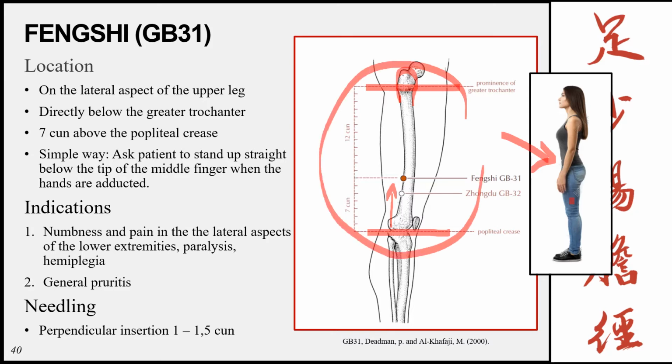And then general pruritus. Can anyone remember what pruritus is? This is itchiness of the skin. And this is a frequently used point, and the insertion is deeper than most other points. The insertion is perpendicular 1 to 1.5 cun. This is not as deep as points on the gluteal region, but it's still fairly deep as this area is still quite muscular.